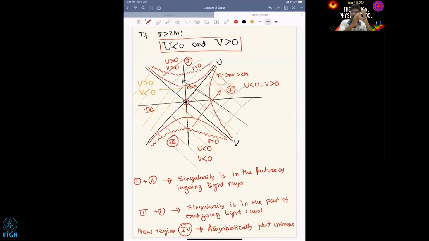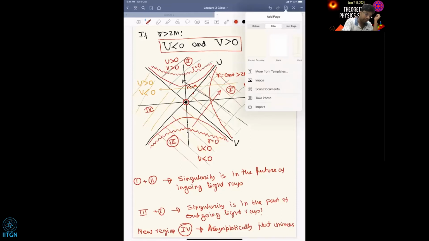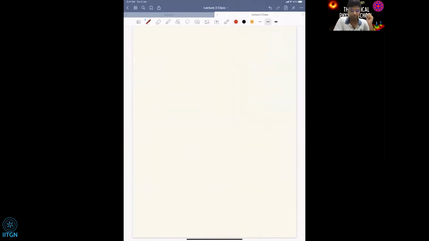So what we have done is created the full maximum analytic continuation of the Schwarzschild manifold, and this is what is called the Kruskal extension. And we have found that there are new regions. I'll wait here in case there is any question. You can write to me in the chat, and I'll look at it.